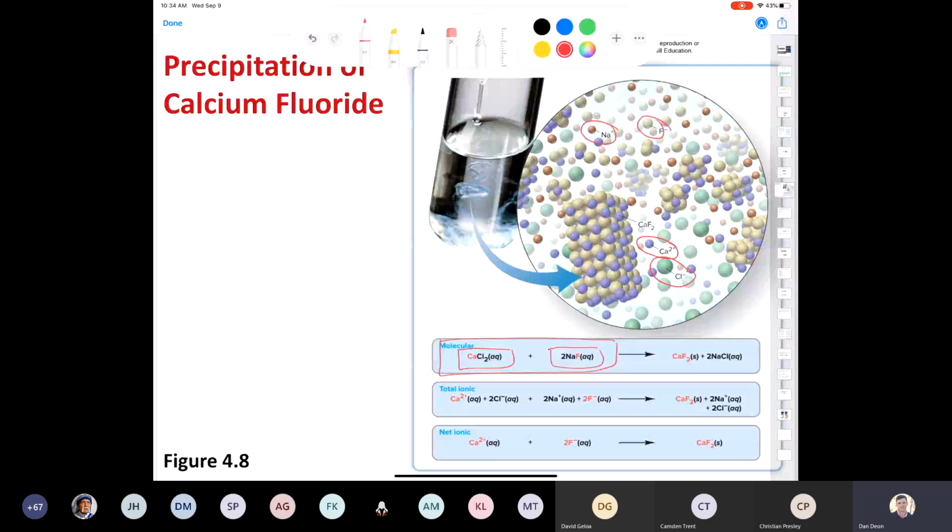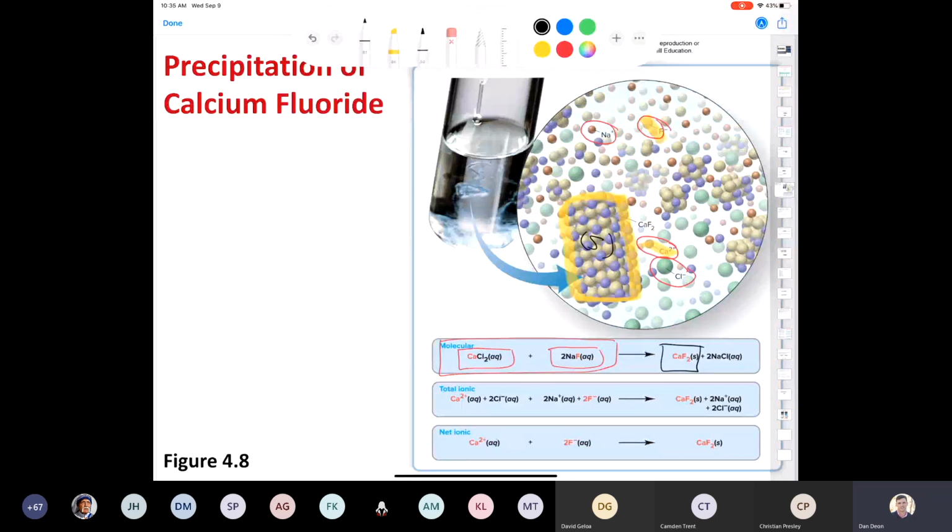Now, all four of those ions can come close to each other, but it just so happens that if a calcium and a fluoride ion come close to each other, they form a solid. That is called calcium fluoride, and it is a solid. So we write CaF2 solid.